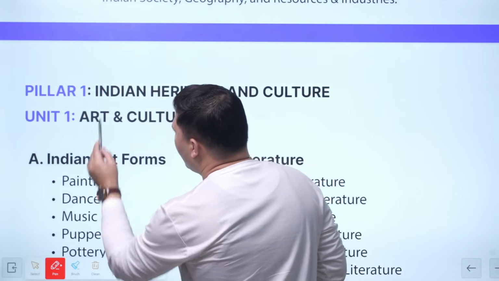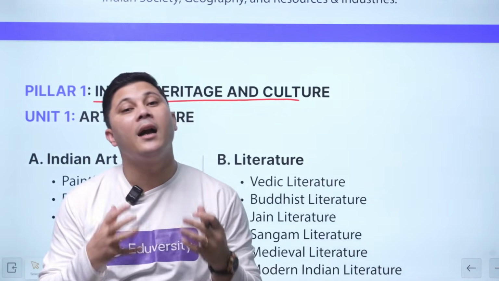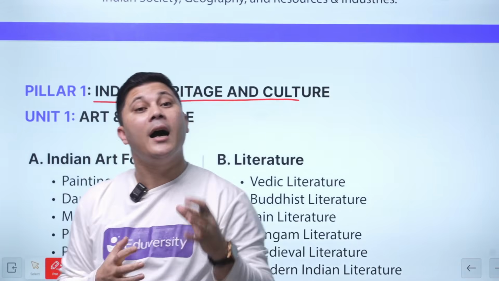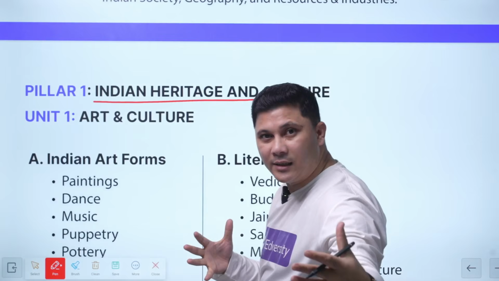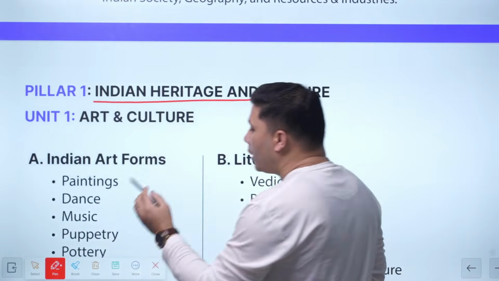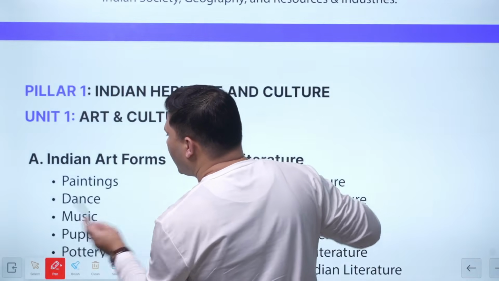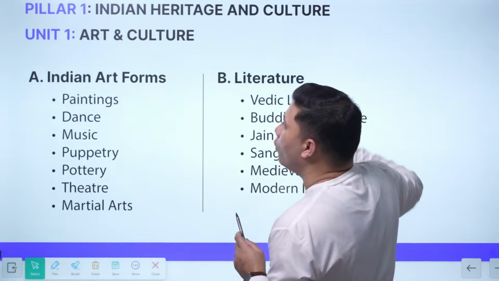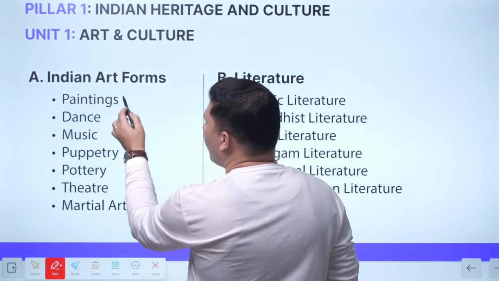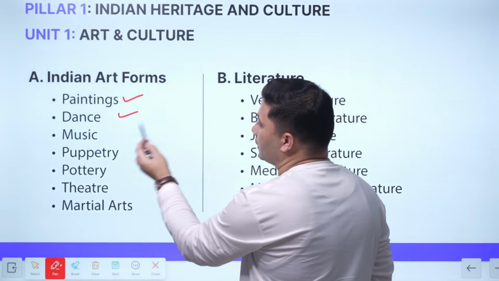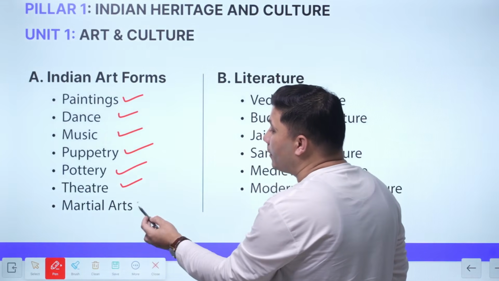When we talk about Indian heritage and culture, we are talking about the art and culture of India. It is not entirely explained in the syllabus, but what you need to understand is that in the art and culture of India, we have to study the Indian art forms, like the paintings, the dance, the music, the puppetry, the poetry, the theater, the martial arts.